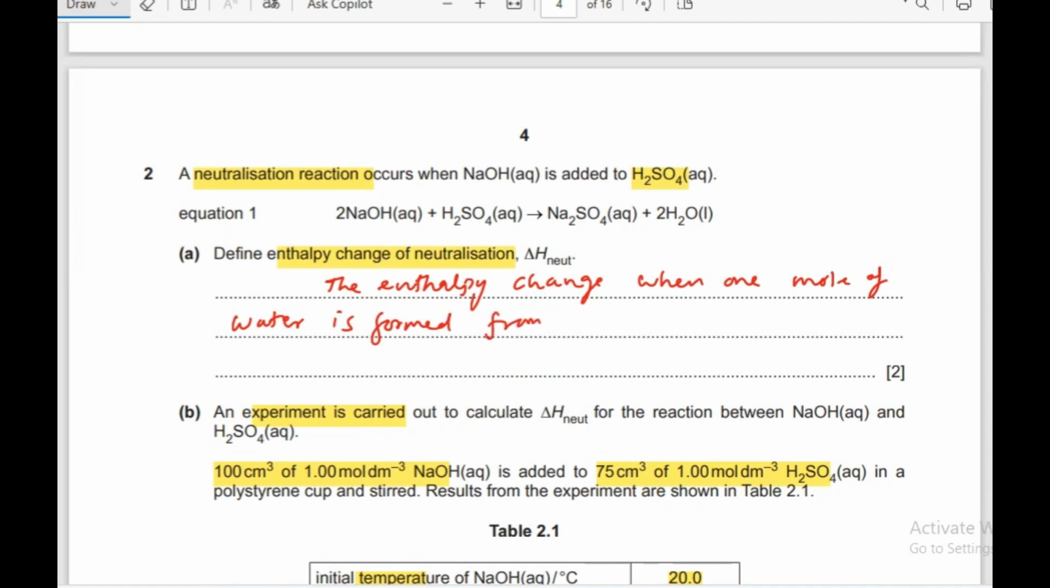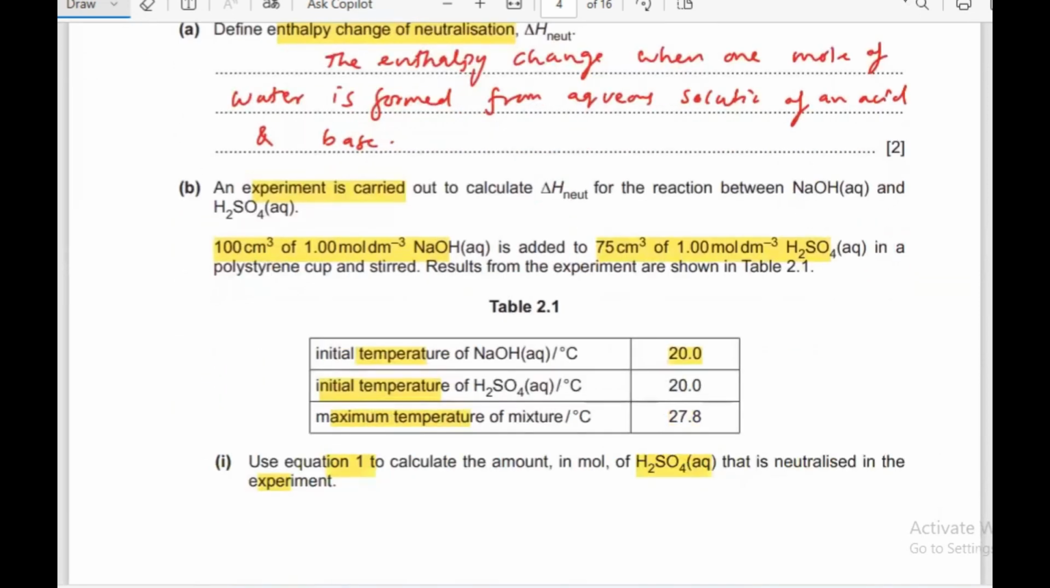The enthalpy change when 1 mole of water is formed from aqueous solution of an acid and base or alkali.